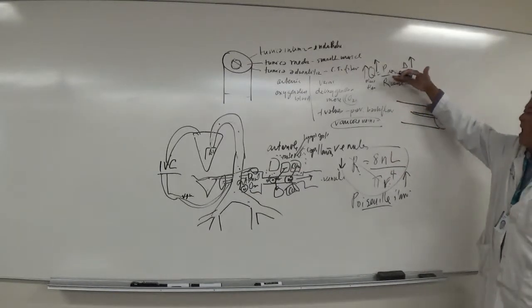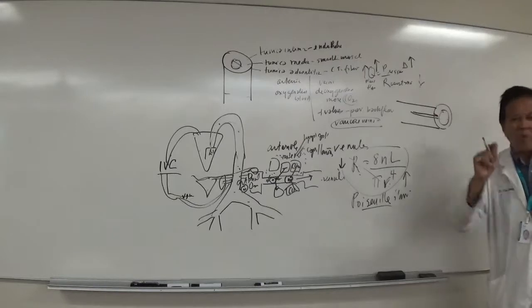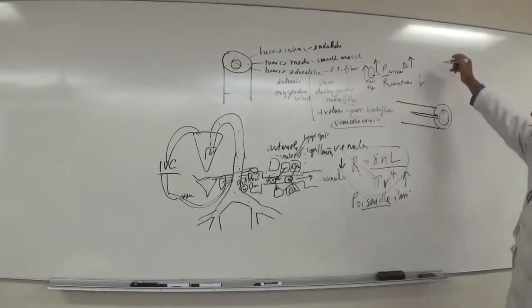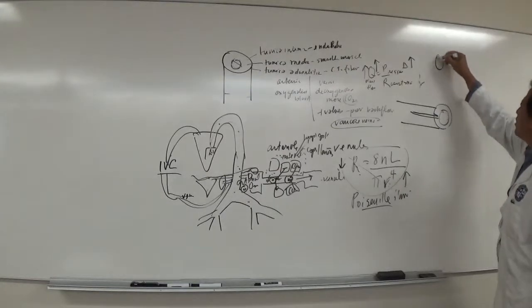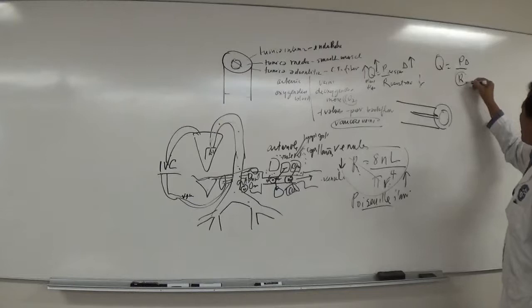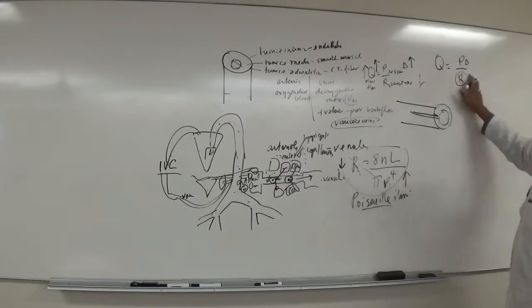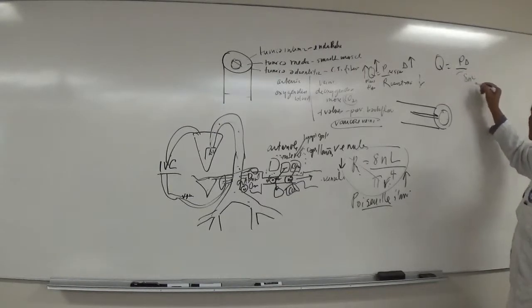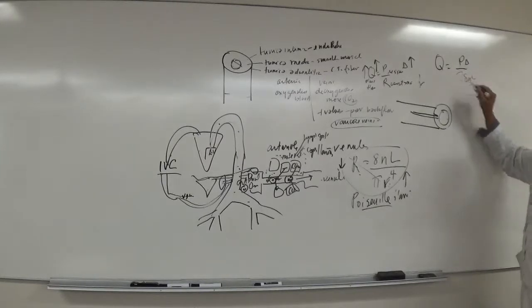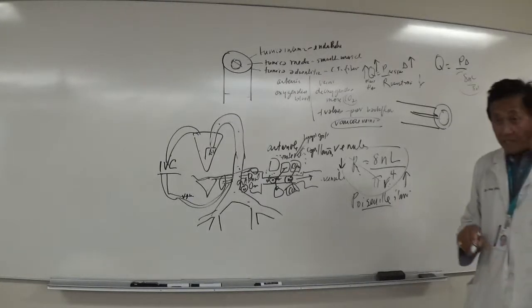So can I combine these two formulas into one called the gamma formula? No, I'm just joking. There is no such thing. But can I do that? Q is equal to delta P over R, where R is this, right? So I can change this to what? 8NL, right? You understand what I'm saying? So this represents the R. Does that make sense to you guys?